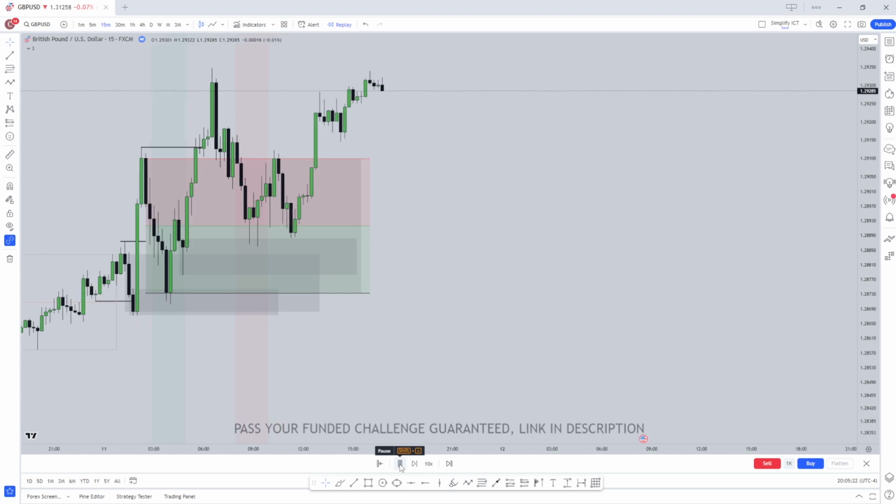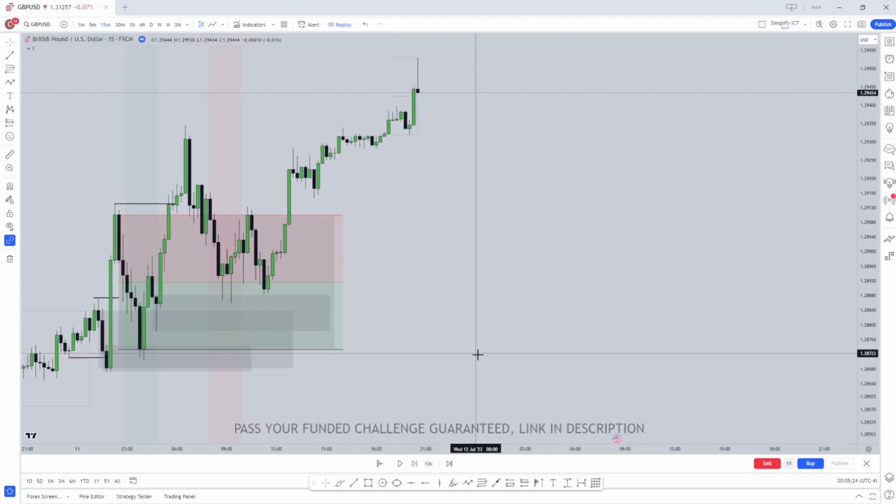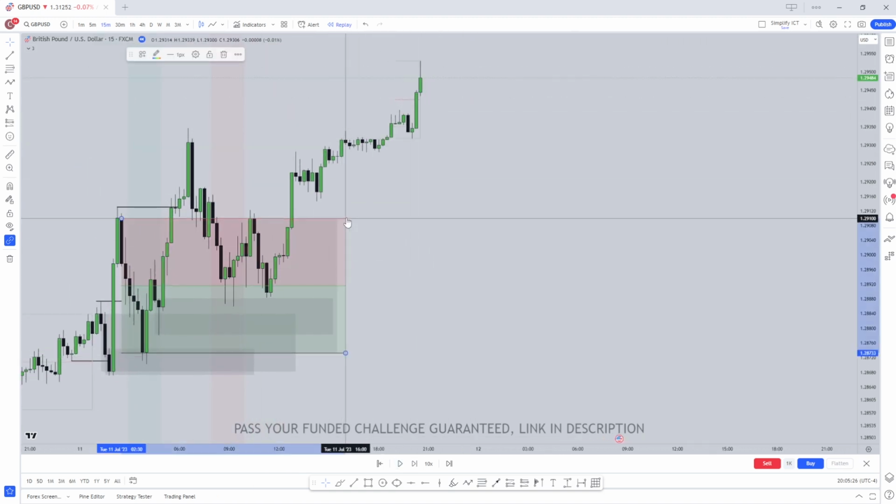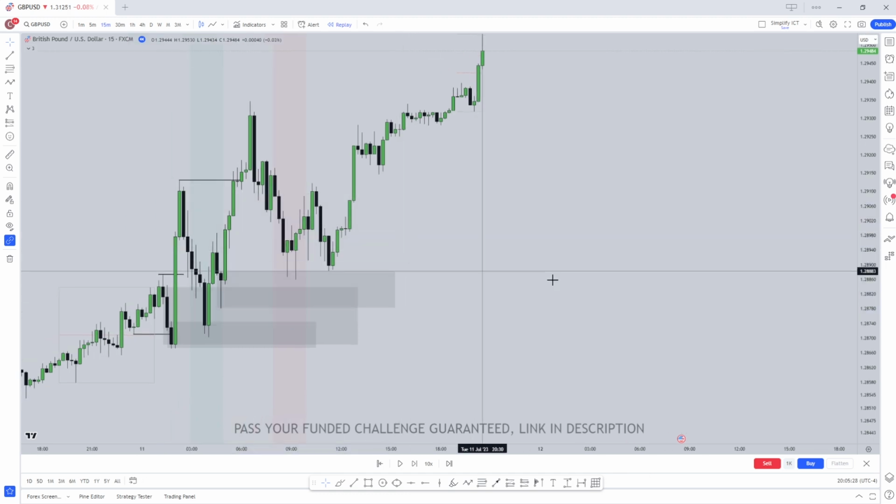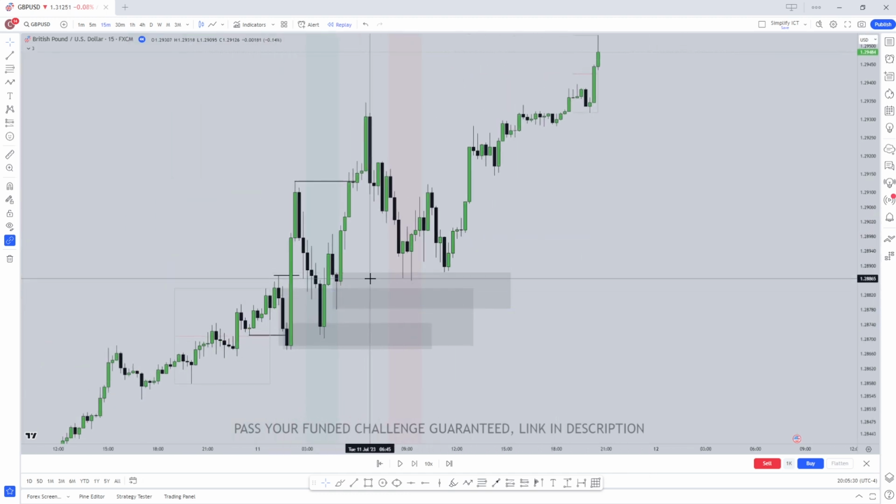Okay, as you can see, it moved nicely. And as you can see, it's another market structure shift again. So as you can see, there are some high probability bullish order blocks. Now let's get into some more examples.